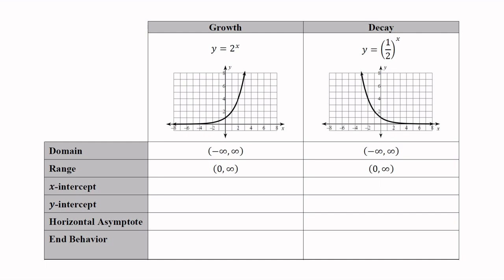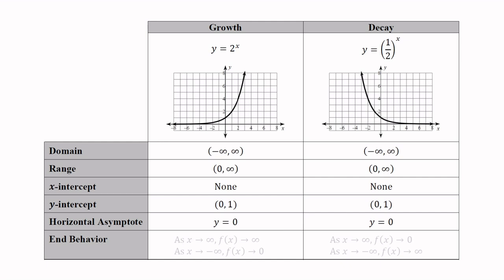Your x-intercept is also going to be the same. In this case, it's none. Your y-intercept is also going to be the same. In this case, (0, 1). Your horizontal asymptote also stays the same. It is 0. And your end behavior is going to be one thing that changes, but you're still going to have the same elements.